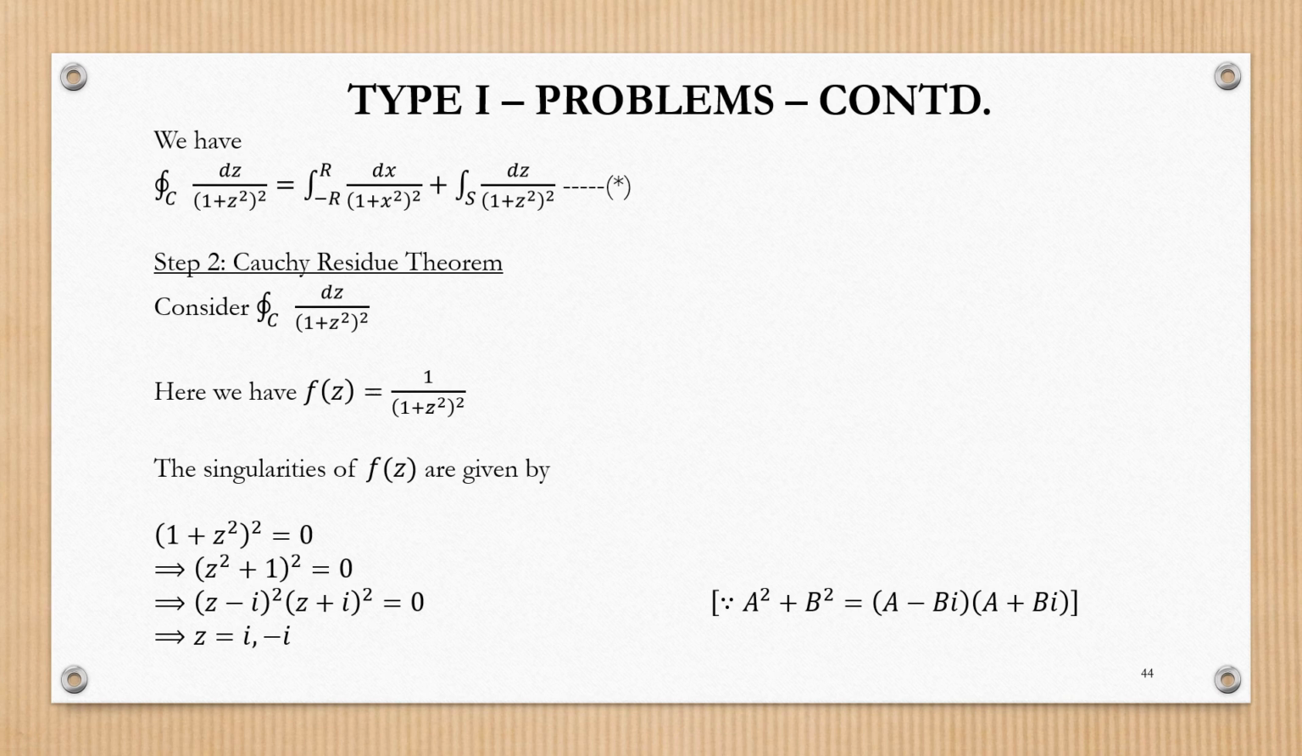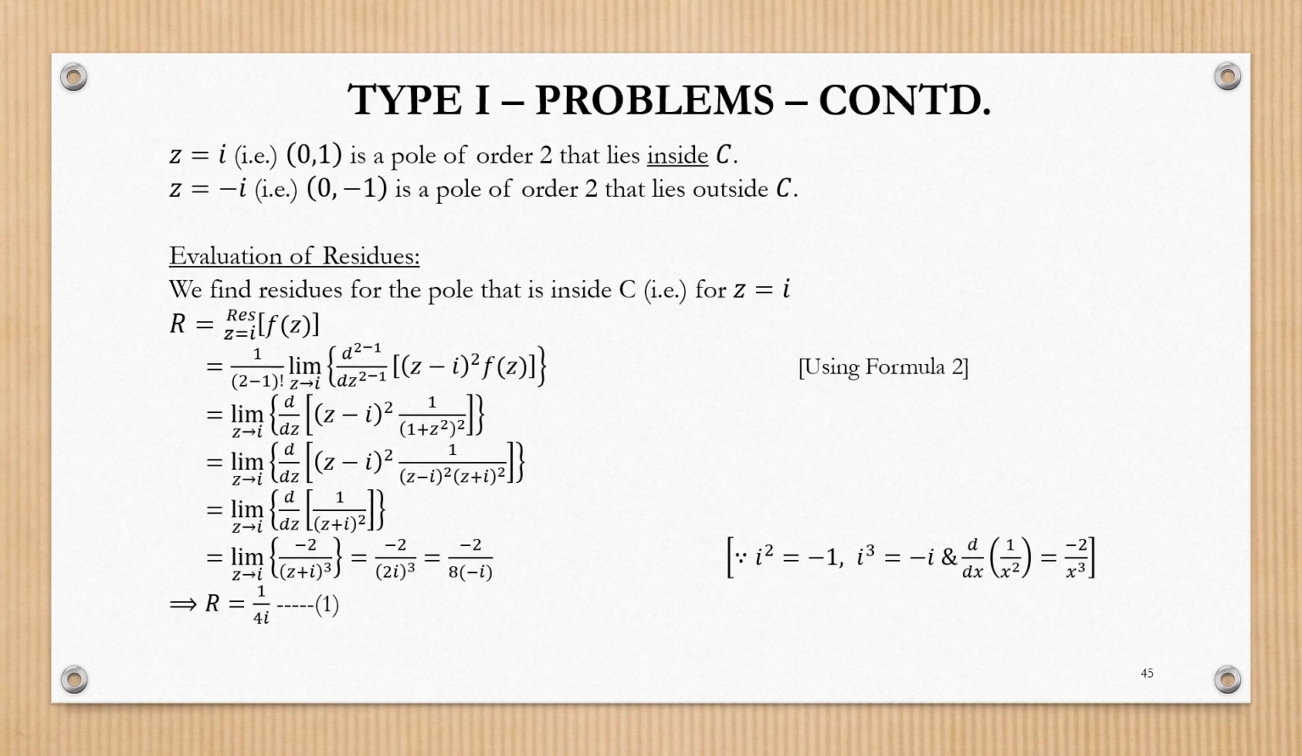Observe that for z equal to i, the factor is z minus i, which occurs with degree 2, and therefore it is a pole of order 2. Similarly, for z equal to minus i, the factor is z plus i. This also occurs with degree 2, therefore this also is a pole of order 2. So for the first time, we are encountering a problem in which the pole is of order 2 and not of order 1.